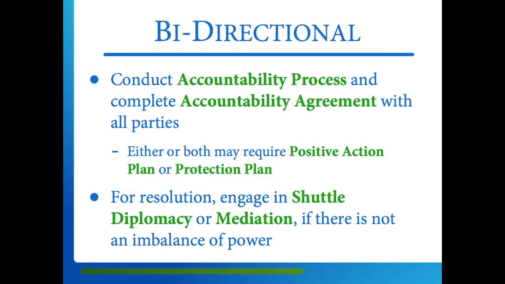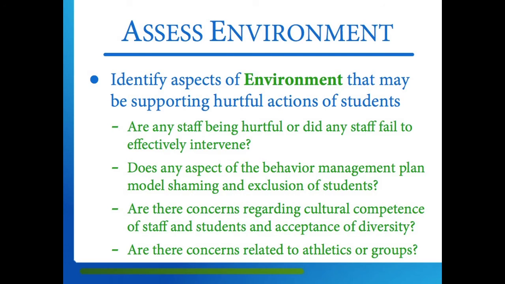The next very important step is to identify any aspects of the environment that may be supporting hurtful actions of students. Are there any staff who are being hurtful, or did any staff fail to effectively intervene? Does any aspect of the school's behavior management plan model shaming and exclusion of students? Are there concerns regarding cultural competence of staff and students and acceptance of diversity? Are there any concerns related to athletics or extracurricular groups?